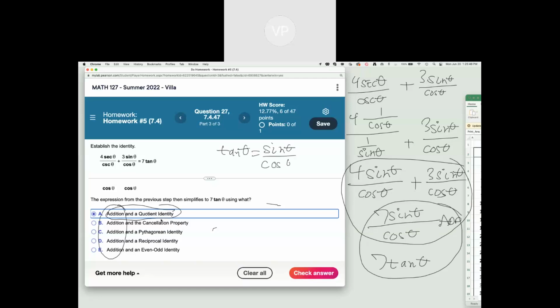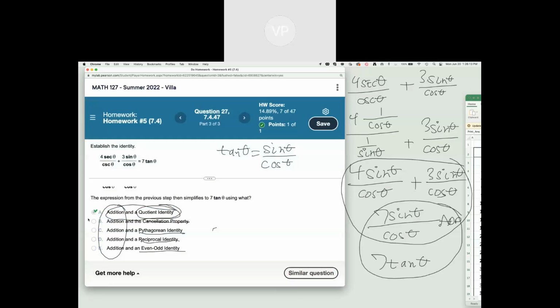And if you remember the names of those, remember from the PowerPoint earlier from last week, that's not a cancellation property. It's not a Pythagorean identity. Remember, those are squares. It's not a reciprocal because a reciprocal is like sine equals 1 over cosecant. It's not an even-odd because we don't have a negative. It's the quotient identity, which means one trig function is a division of 2 others. That's where we get the answer from. Okay? So for some of these last parts, you may have to go back if you forgot the names of them. Like, well, I know the identity, but I don't know what it's called. Go back and look in your notes real quick, or look in the PowerPoint, or look in your book, and you'll see it right there.